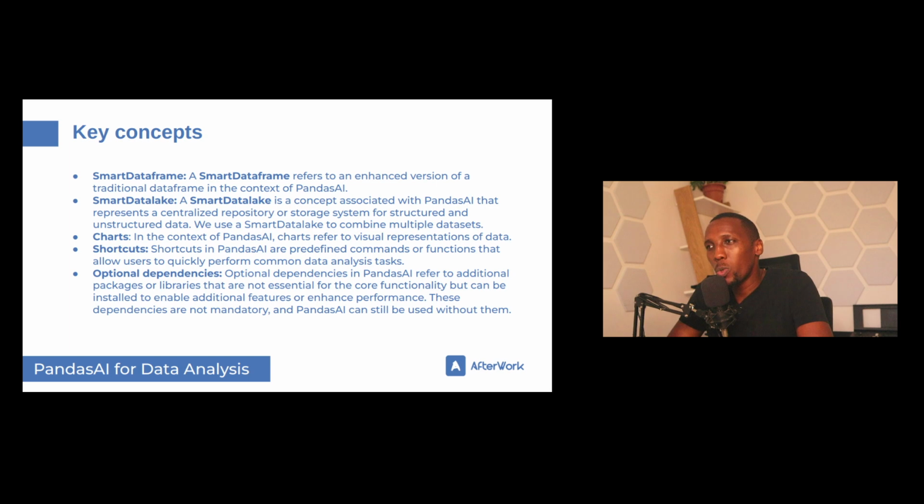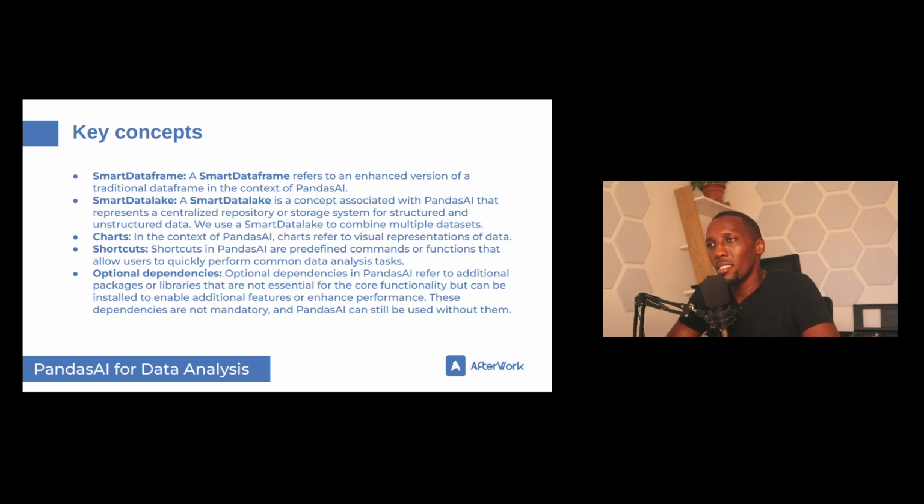There are what are called shortcuts, which are predefined commands or functions that we can use to quickly perform common data analysis tasks. So for example, if you wanted to generate new features from a particular data set, then we can just use a shortcut to generate those new features. Yes, you can still ask Pandas AI to create new features and then give you back the new data frame with new features. But again, you may just use existing functions that allow you to do that in an efficient way.